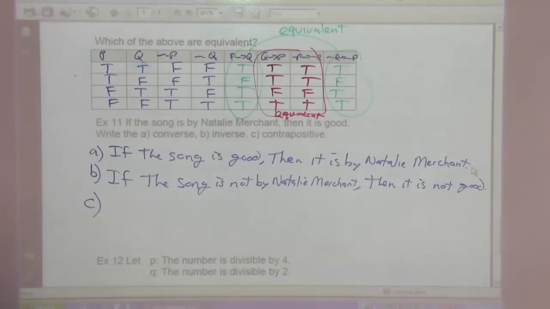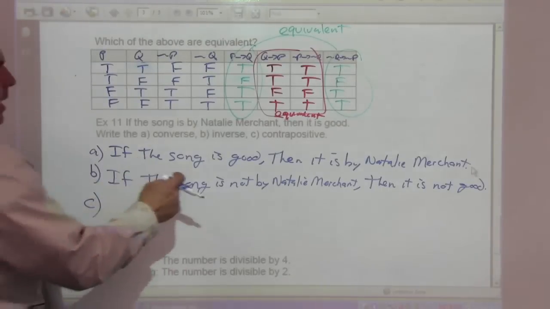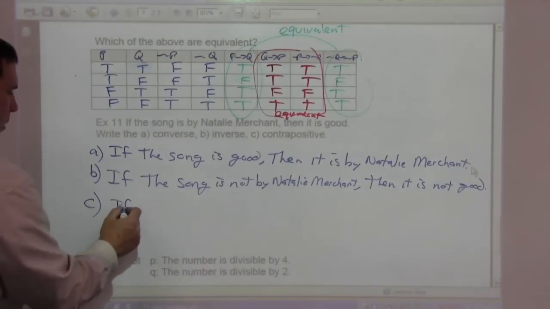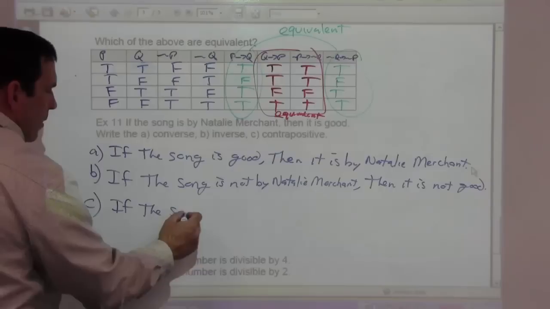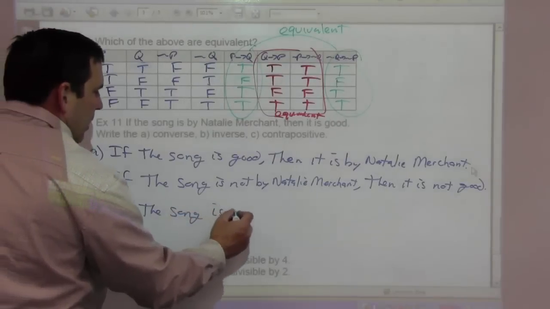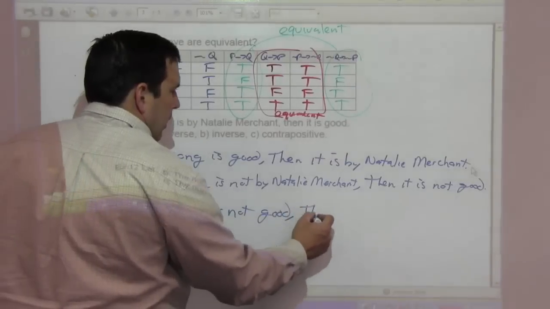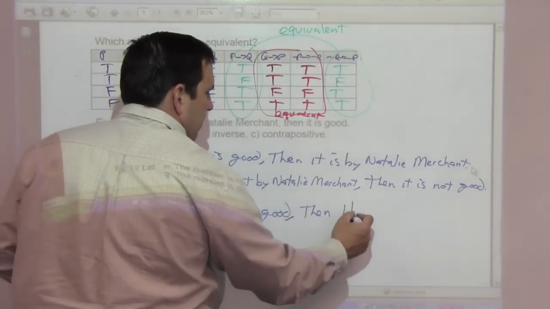So C would be the contrapositive. We're going to switch them and negate them. So if the song is not good, then it is not by Natalie Merchant.